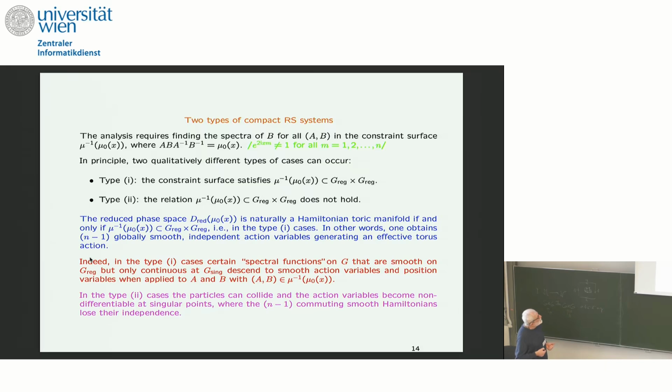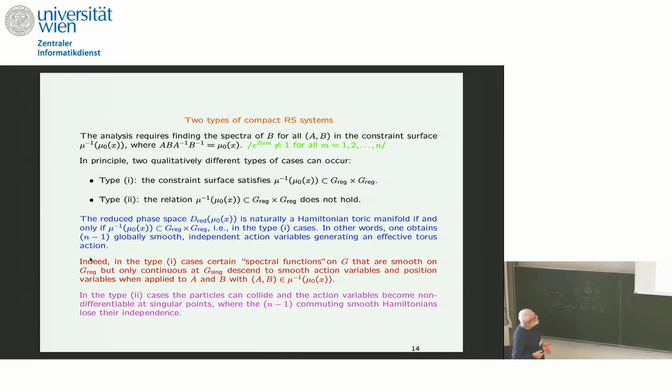Okay, so in the first type of cases, we obtain that our reduced phase space is a Hamiltonian toric manifold. So we already know that it is connected, compact, the dimension is 2 times (n minus 1), and we obtain an effective action of an (n-1)-dimensional torus. And we know that such a manifold is characterized by the image of the torus moment map, the moment polytope. And actually, the way we analyze it is that we try to find this polytope.